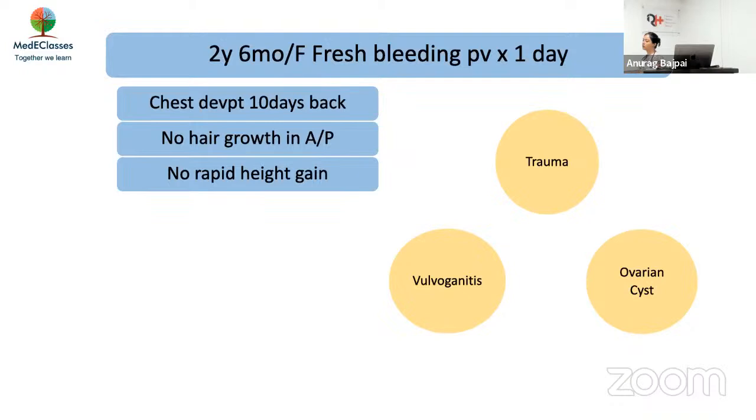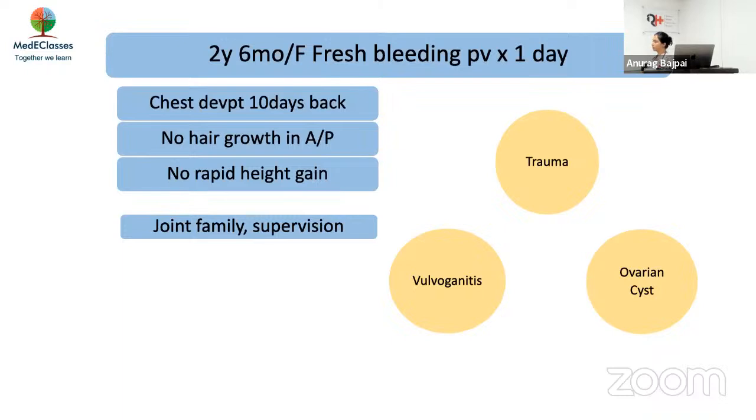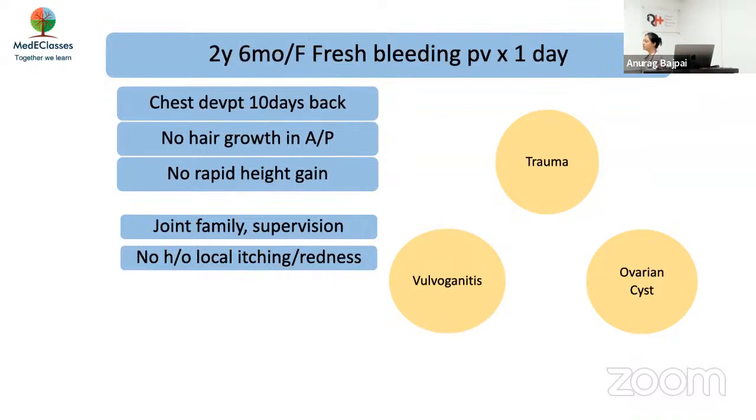And the most common causes that one would consider in a 2-year, 6-month-old girl would be trauma, vulvovaginitis, and ovarian cyst. So we went on to take the history further. We were told that the child comes from a joint family and is always under supervision. So the likelihood of a trauma or an abuse becomes less likely. Would you think of trauma or a sexual abuse in this scenario? Not really, sir. But especially with the chest development, it is a very important giveaway that you have got some breast development, and subsequent to that, you had a bleeding. So it's not that it's absolutely absent, but those become less likely.